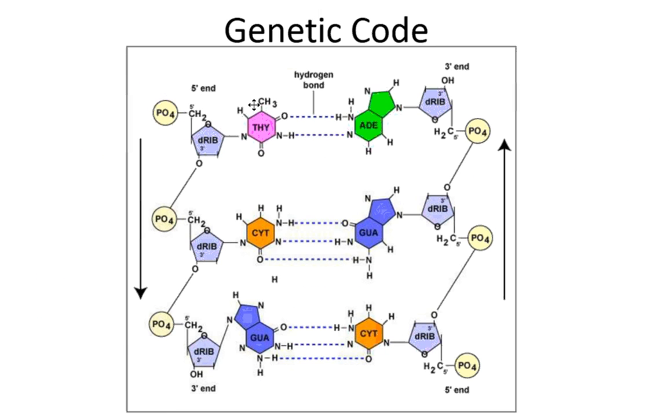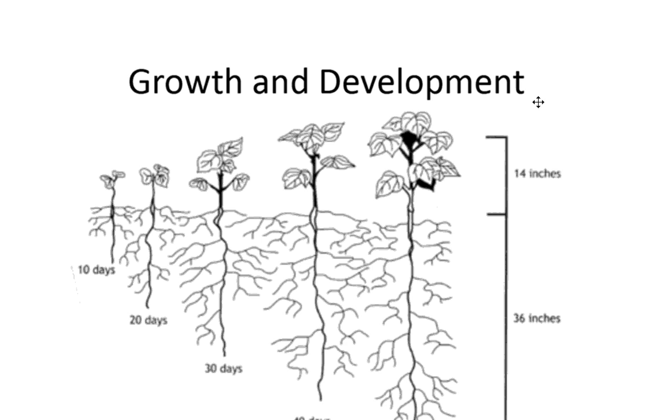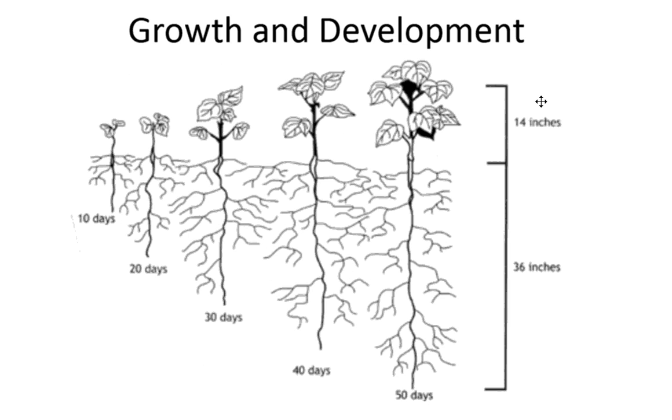Here's that genetic code in a little more chemical look. We'll learn the parts of this in another unit, not today. All organisms, number 4, grow and develop. What is growth? They get bigger. Notice how that plant gets bigger. They also develop. What is development? Notice how the plant changes over time. It doesn't just stay this way.